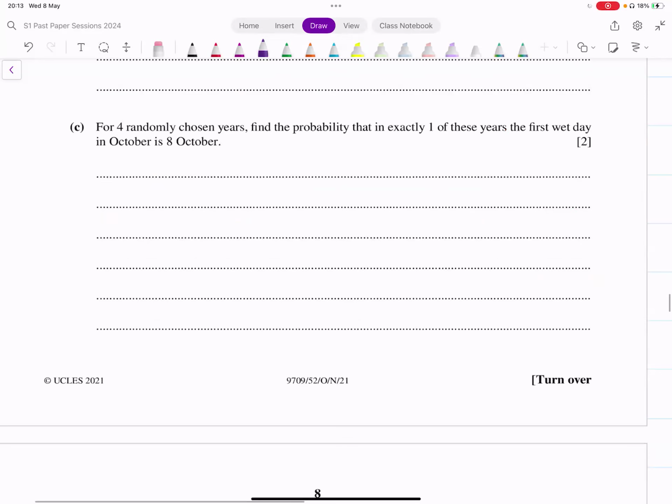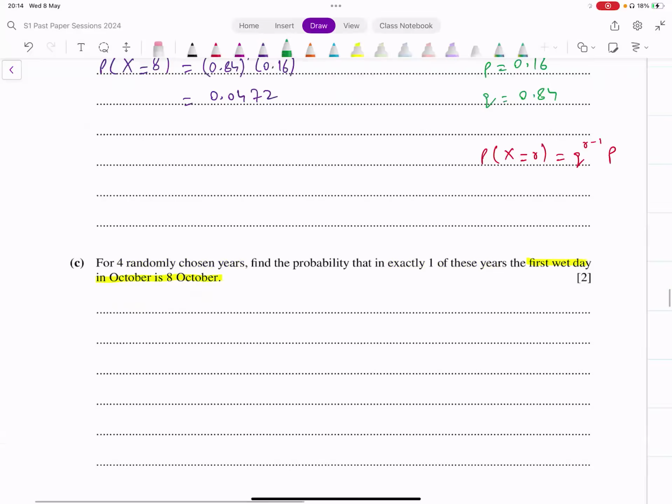It says for 4 randomly chosen years, find the probability that in exactly one of these years, the first wet day in October is 8th October. Okay, now understand the statement well. For 4 randomly chosen years, we're choosing 4 years. Out of those 4 years, we need to find the probability that in exactly one of them, the first wet day in October is 8th October. Now, what's the probability of the first wet day in October being 8th October? We found that above. That's 0.0472.